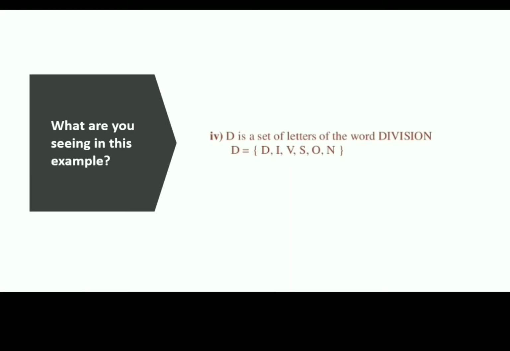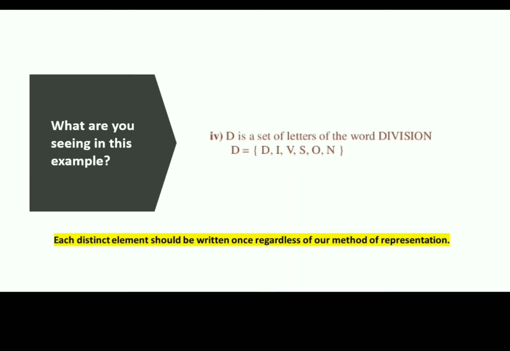When we represent our sets, each distinct element should be written once, regardless of our method of representation. We should write each distinct element once when we represent the sets. This word contains three of the same letter, I. But we write only one, as you see, because the letter I is only one distinct element.